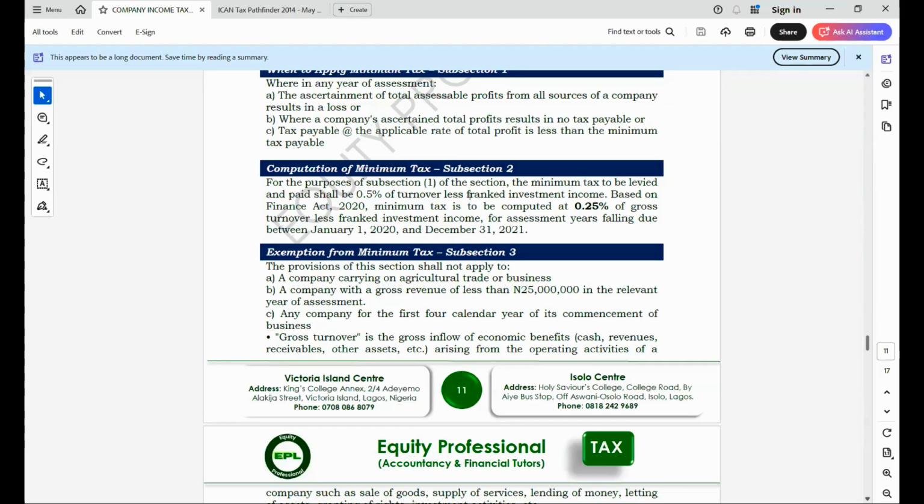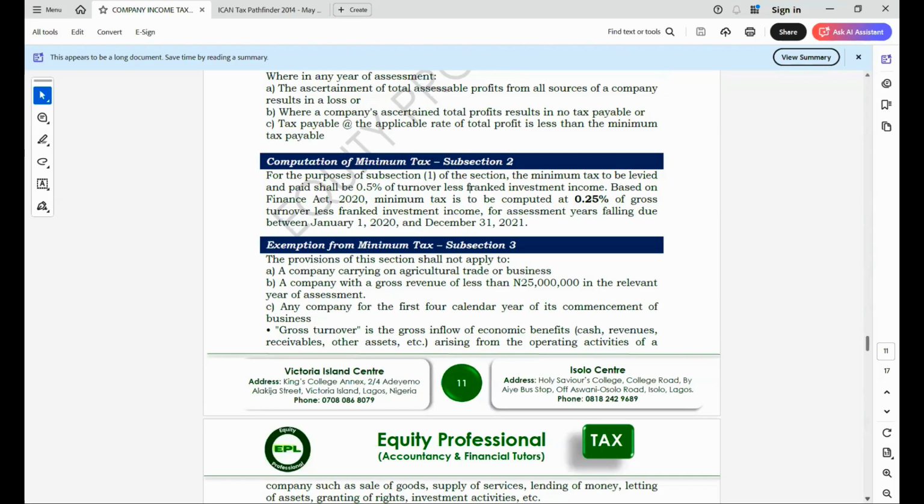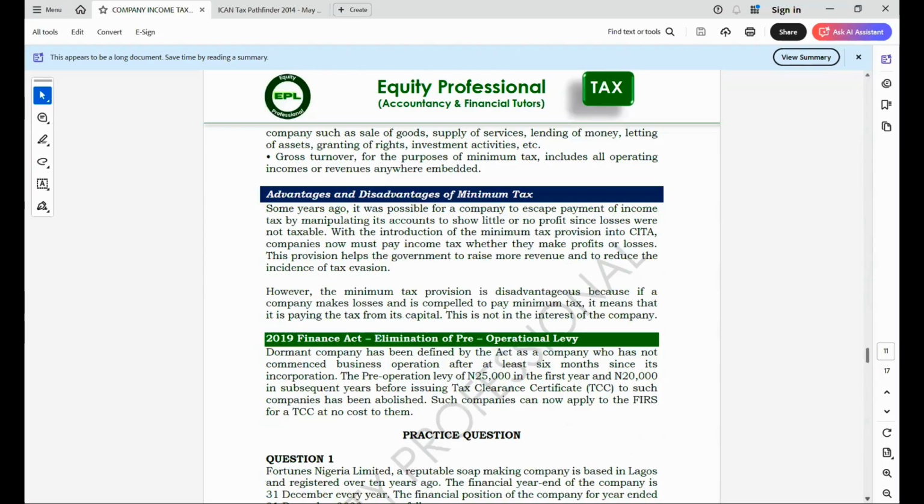Why? Because the government wants to use this as a means of incentive and encouragement. Because they are just commencing, they may end up not making profit at the beginning of the commencement. So the government wants to use this to encourage and motivate the company. That is how the minimum tax is computed. So, any question?